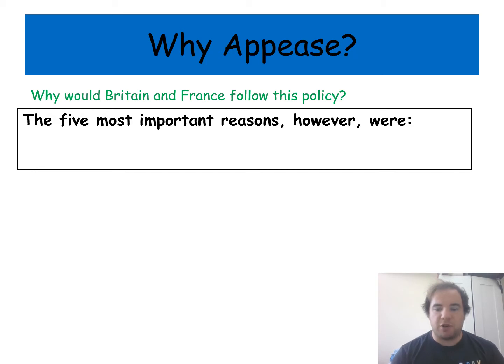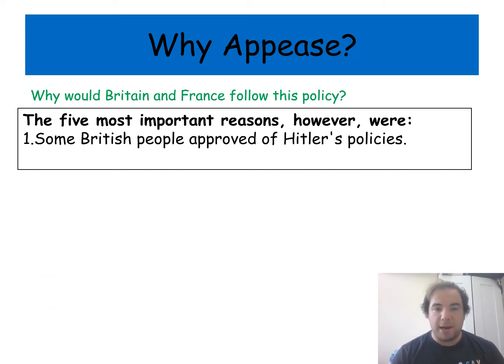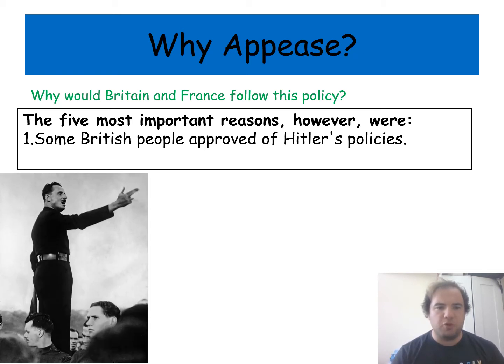And they were as follows. Firstly, believe it or not, some British people actually approved of Hitler's policies. Okay, this might sound quite surprising, but if you look at the evidence at the time, you take this man here, for example, Sir Oswald Mosley, who is a high-profile political figure, had been a member of Parliament and a member of both Labour and the Conservatives.